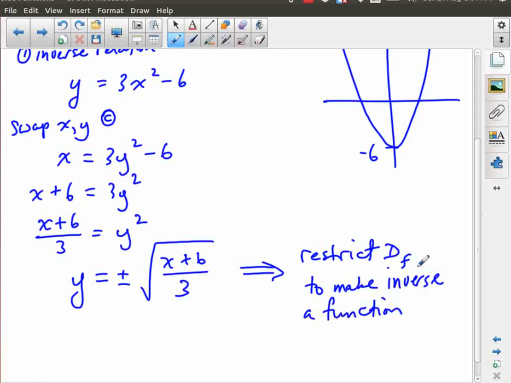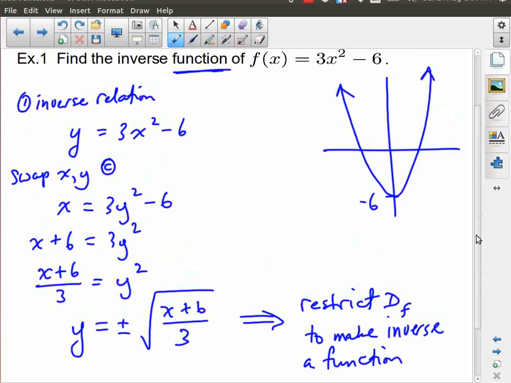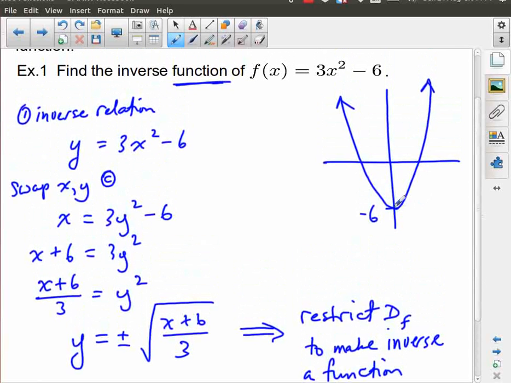I was about to break a rule there because I was going to refer to f inverse immediately, but we don't have f inverse yet. So I have to restrict the domain of f so that I make this inverse a function. Now, how do I do that? Well, I mentioned previously the idea that failing the vertical line test in the inverse is the same as failing a horizontal line test in the original.